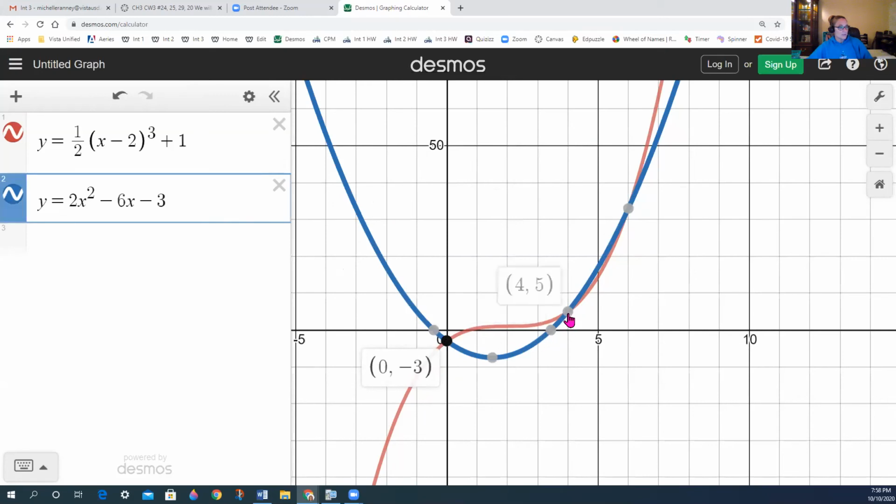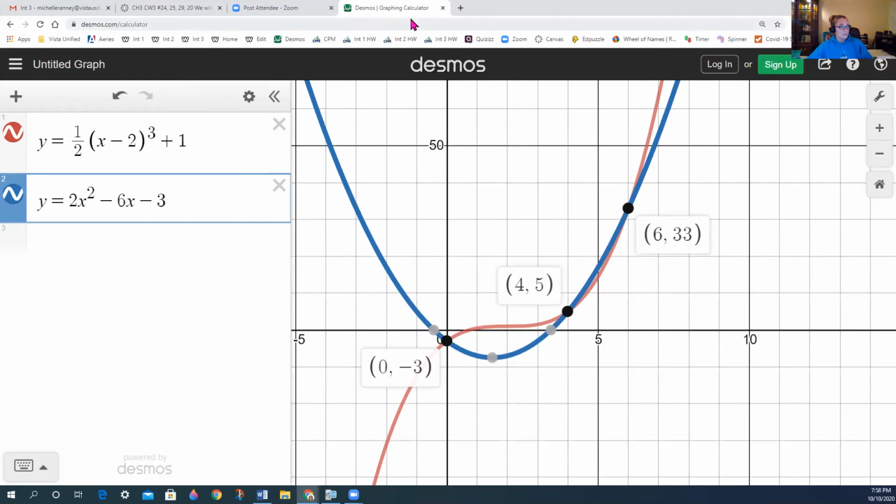Okay, so now when I see it, I see that it crosses here at (0, -3). I see it crosses here at (4, 5), and I see it crosses here at (6, 33). Okay, so those are going to be the points of intersection for the system. But again, this wasn't a system, so I do not need the y coordinates. There was no y in my original problem. I just need x equals 0, x equals 4, and x equals 6.